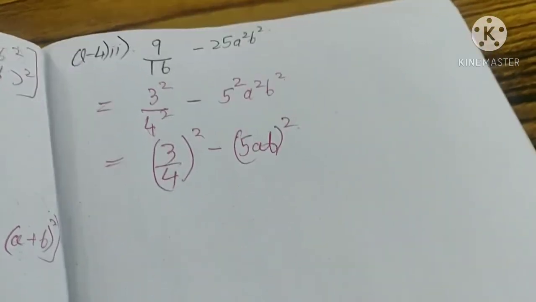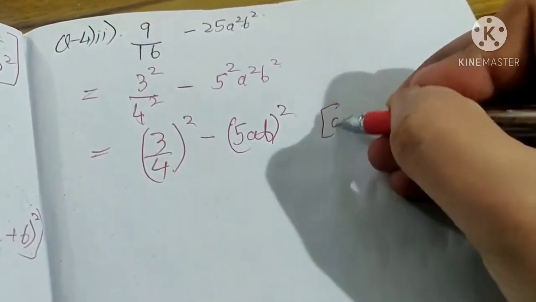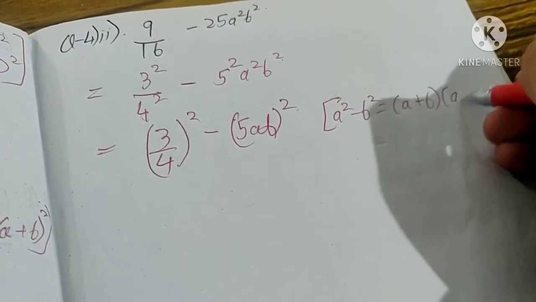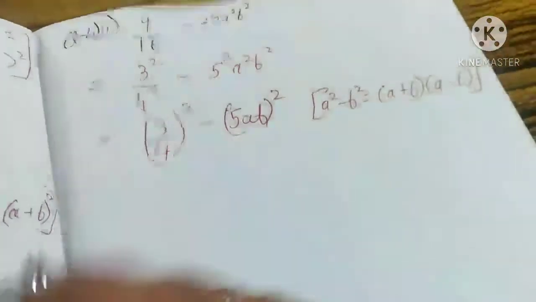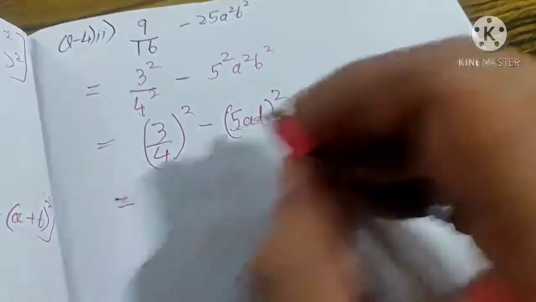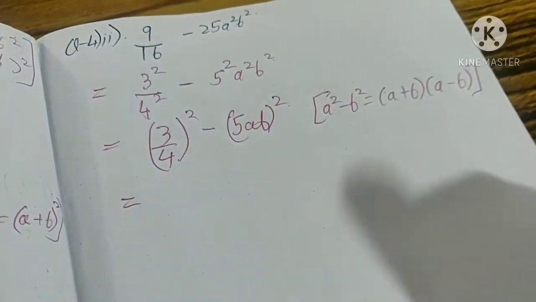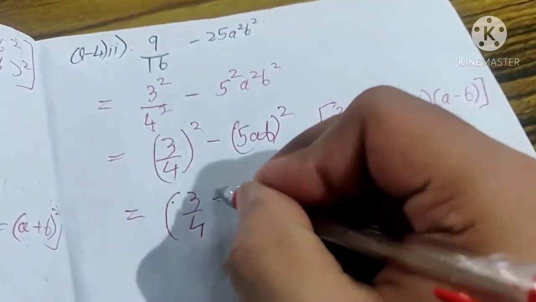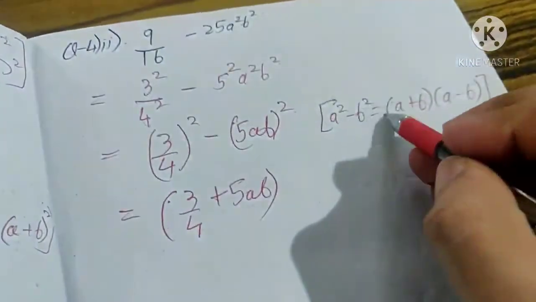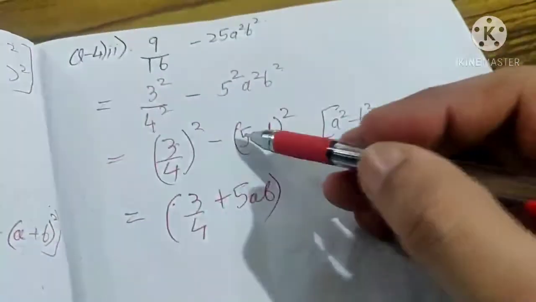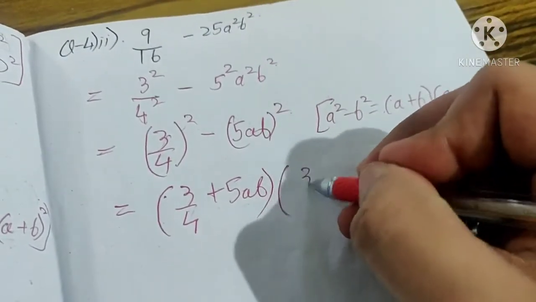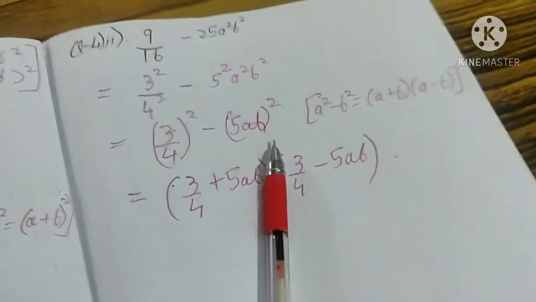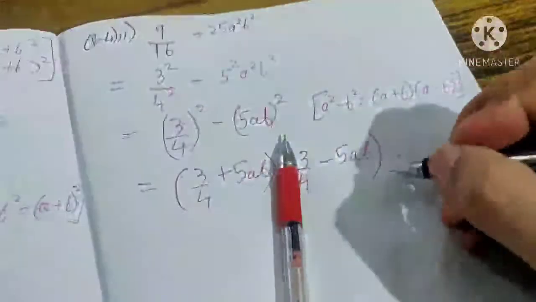Okay. So here, if we see, it is present in the form of a square minus b square equals a plus b, a minus b. So what is a here? A is 3 by 4 and b here is 5ab. So it can be written as 3 by 4 plus 5ab, a plus b, into 3 by 4 minus 5ab, a minus b. So this is our answer in this question. Okay.